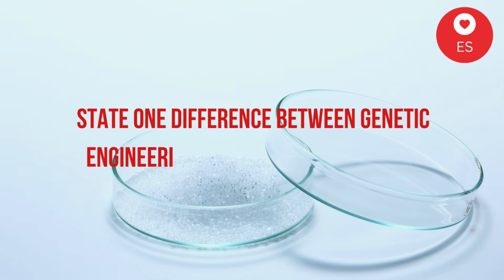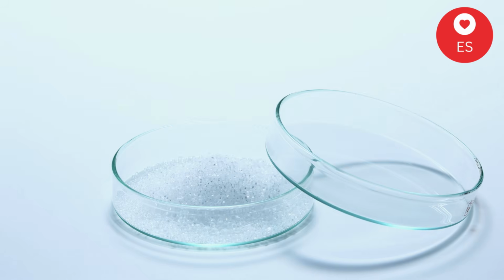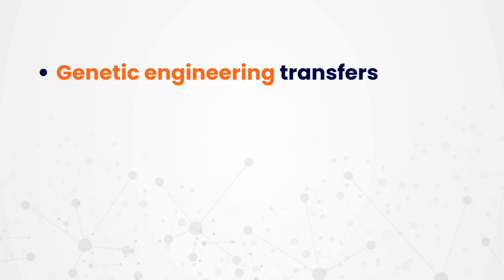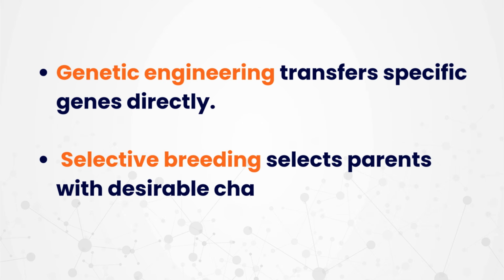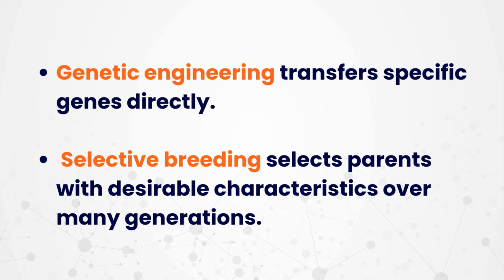State one difference between genetic engineering and selective breeding. Genetic engineering transfers specific genes directly. Selective breeding selects parents with desirable characteristics over many generations.